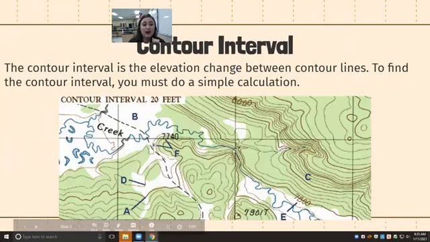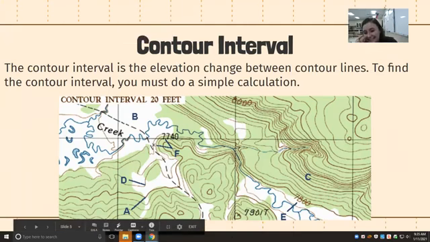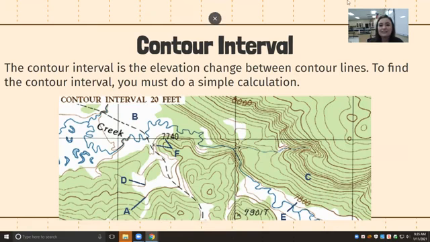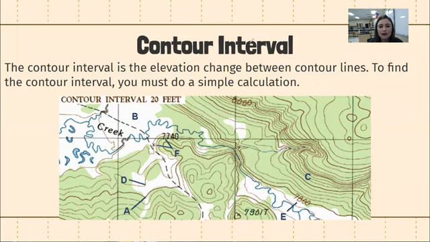And now let's move on to contour intervals. A contour interval is that distance between contour lines. So let me go ahead and get out my annotation tool here, and I will go ahead and show you this in red. The contour interval is the elevation change between those 2 contour lines, and it will be the same for the entire map.